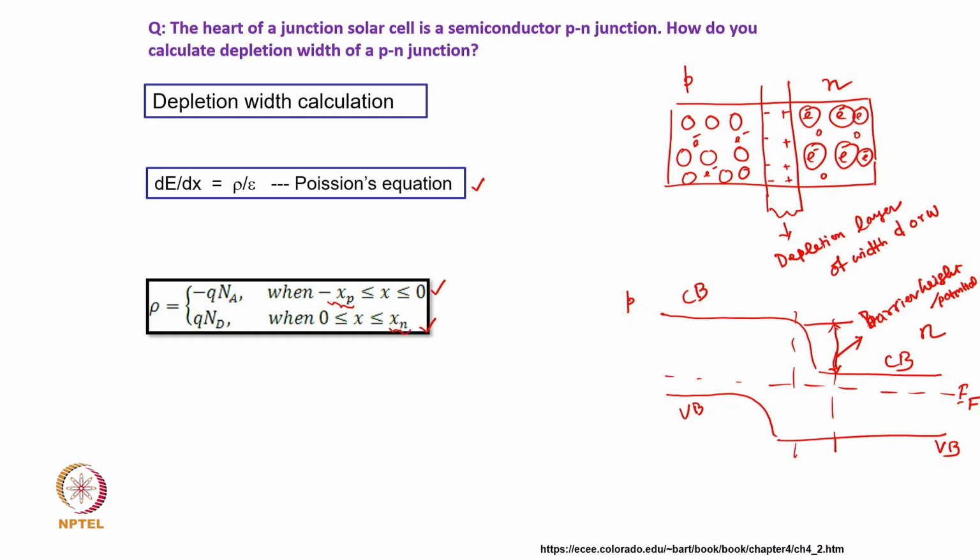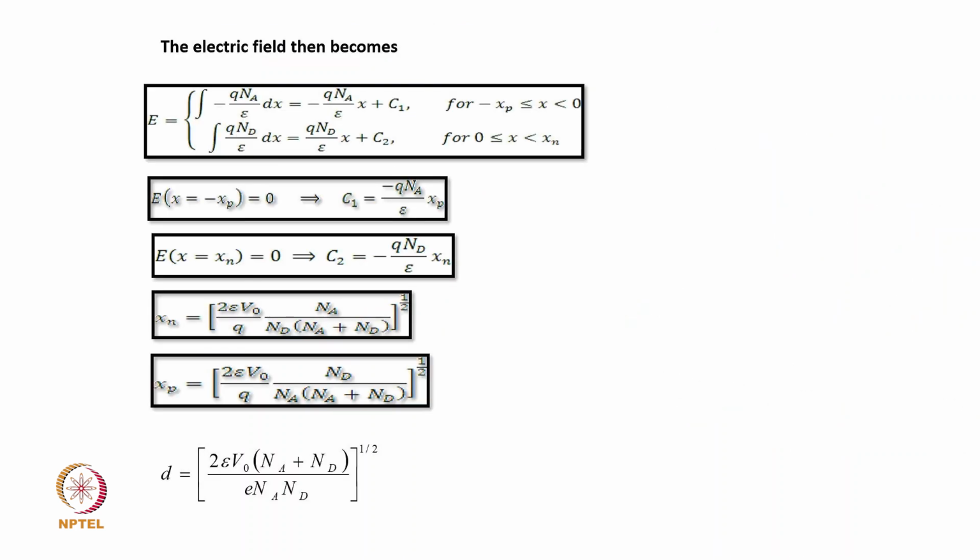So, what are the charges? Rho, for this region it is q N_A because they are acceptors, and for this region it is q N_D, that means they are donors. So, we know the charges, and then we have to solve this problem. Very simple mathematics. If we look at the electric field, just by solving this for this region, this is the electric field with constant C1, and for this region the electric field is this, with constant C2.